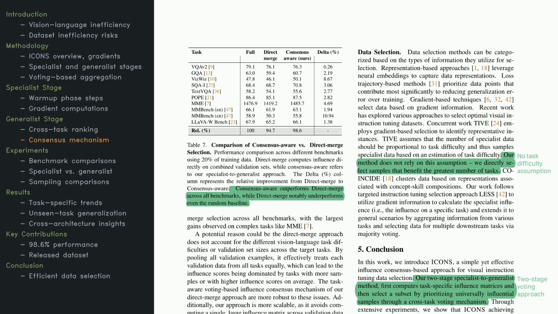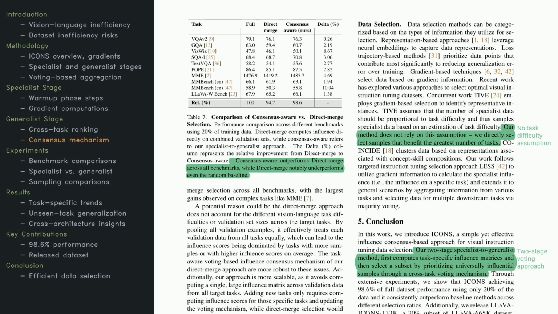Then they categorize data selection strategies into representation-based, trajectory-based, and gradient-based methods. Icons fits in the gradient-based category, but stands out by using a majority voting scheme that doesn't assume anything about the relative difficulty of tasks.